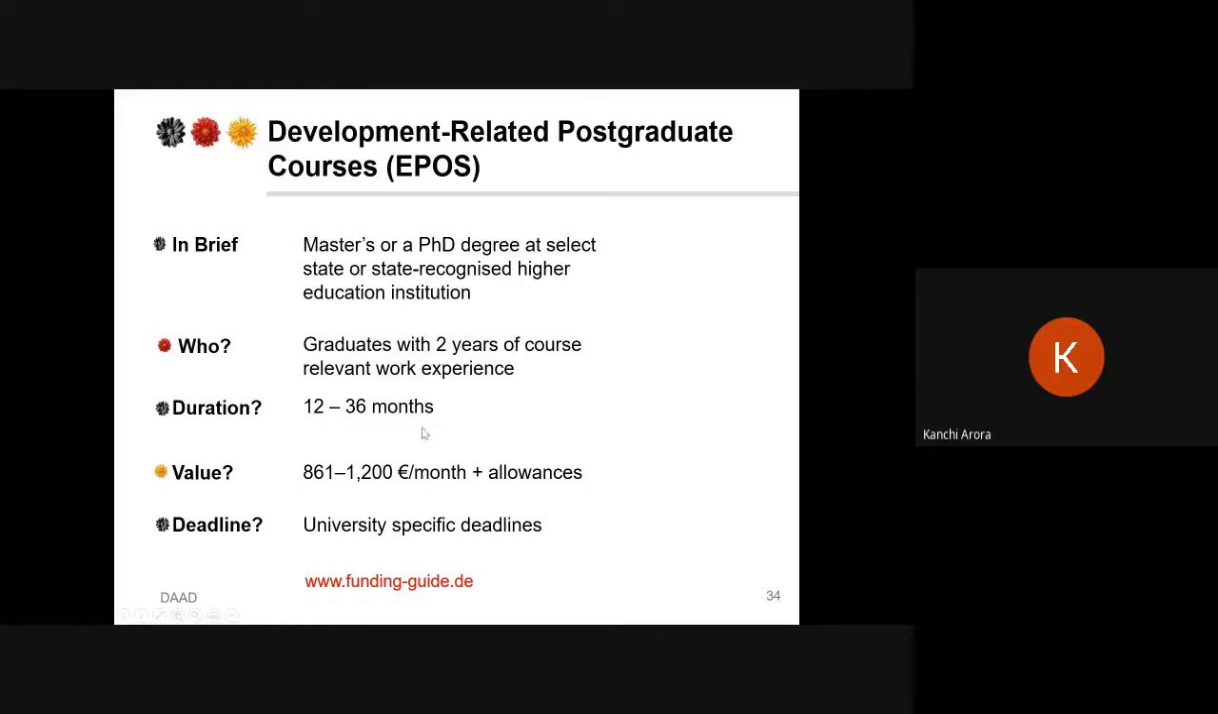So you could always just check out the EPOS brochure on funding-guide.de. See if you fulfill the requirements, and then you could just apply directly to the university with the DAAD green form. What you get is 861 euros if you have a bachelor's degree, and 1200 euros per month if you have a PhD degree and would want to go for master's. What you require is 2 years of work experience in the related field.